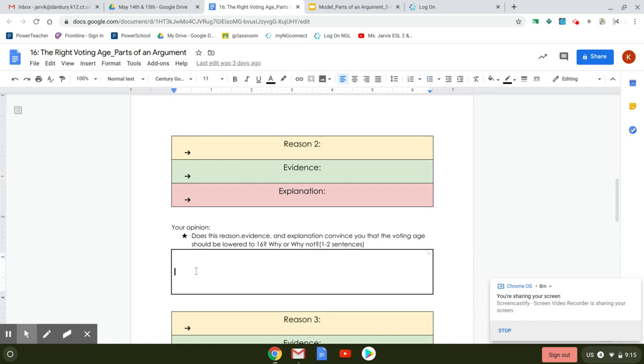Then you're going to answer the question, does this reason, evidence, and explanation convince you that the voting age should be lowered to 16? Why or why not? So we're evaluating the author. Did they do a good job at persuading us? Let's go to the text.